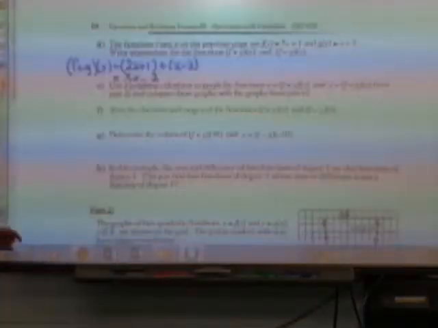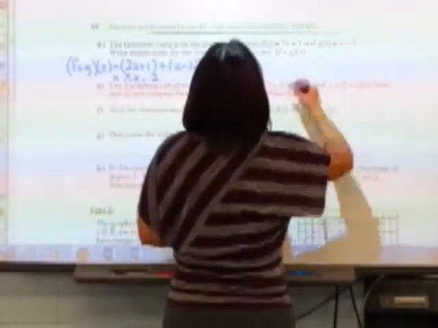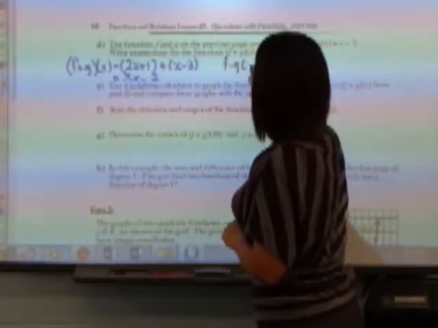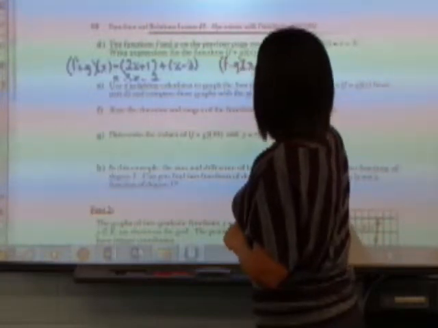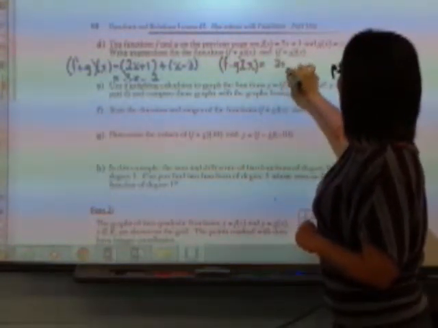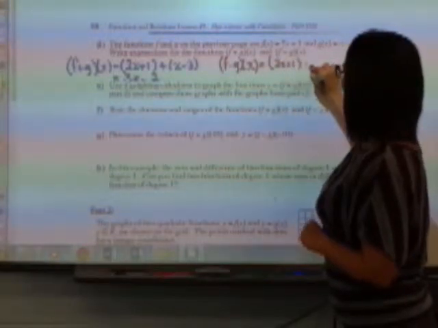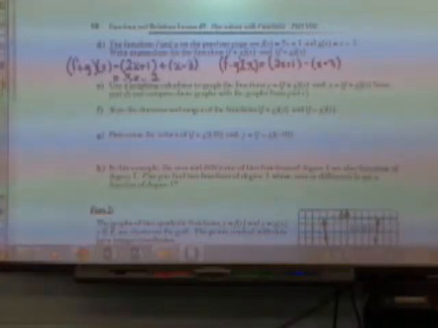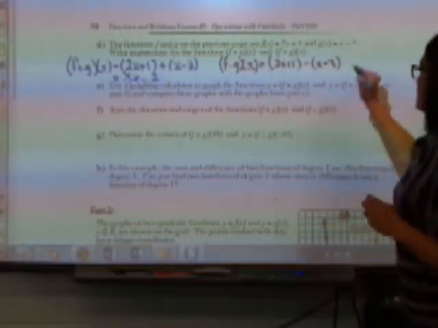If I subtract the two functions, so f minus g of x, I get 2x plus 1 minus x minus 3. It's important to use the brackets, because when I collect my like terms, I get 2x minus x, which is x.